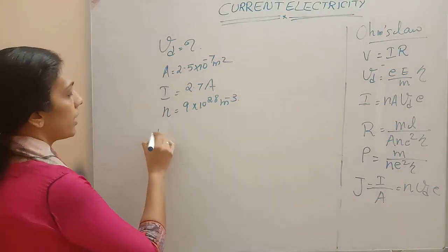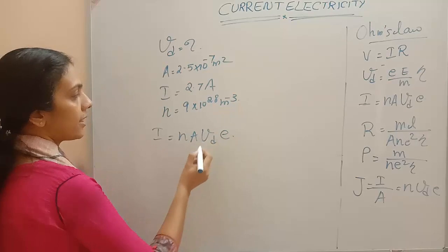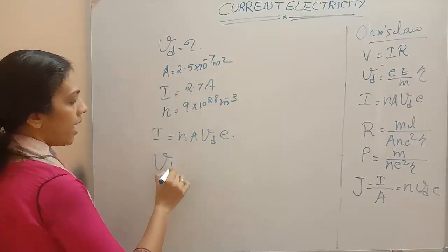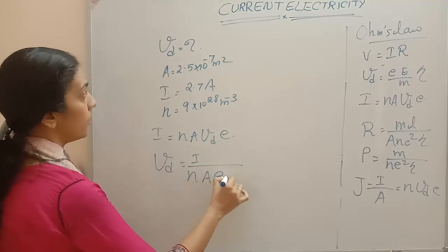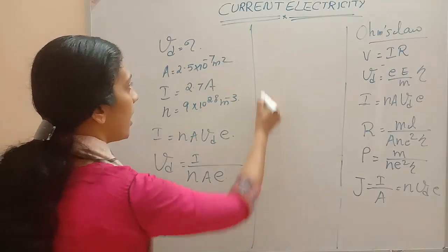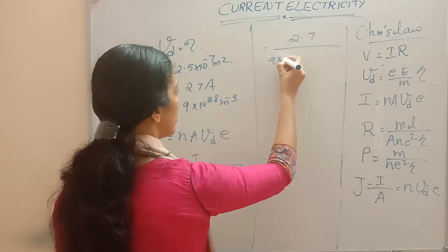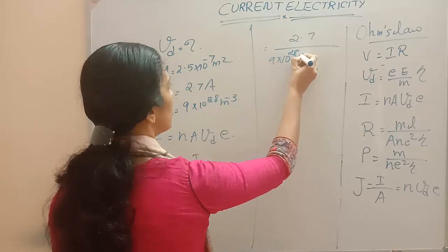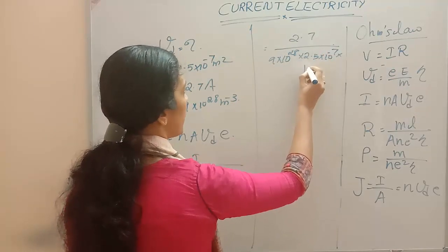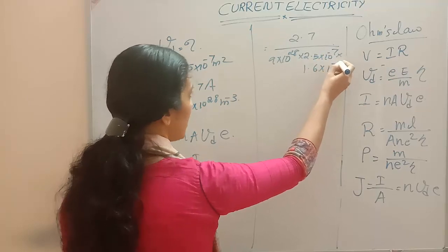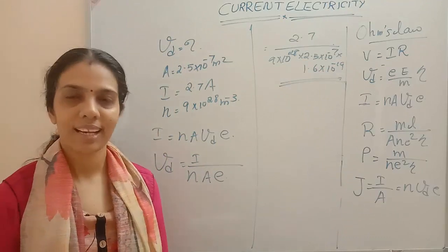Tell me how we can find out. I is equal to N A Vd e. It's a direct question. So we can find out Vd as I by N A e. So what is I here? I is equal to 2.7 divided by 9 into 10 to the power 28 into 2.5 into 10 to the power minus 7 into 1.6 into 10 to the power minus 19. Okay, while solving you will get the final answer.